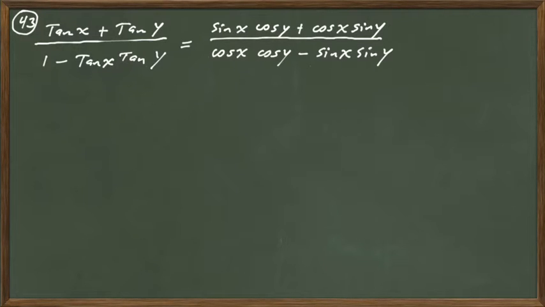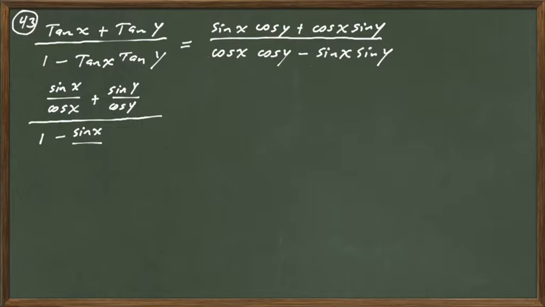So I'm going to change everything to sines and cosines. Tangent should be sine over cosine, but these are y's, right? And what is it divided by? 1 minus tangent, which is sine over cosine, times tangent, which is sine over cosine, but this time they are y's. Now I'm going to put them together, top and bottom, separately.